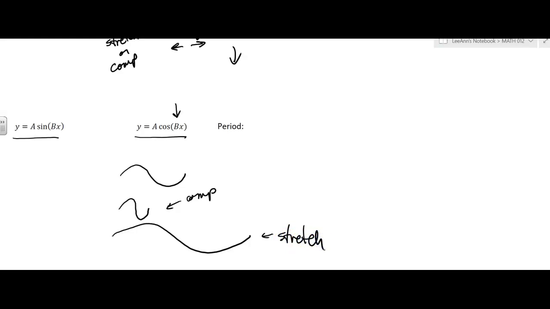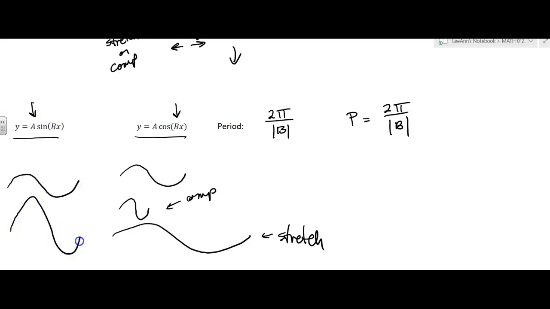Okay, so B is going to tell you the period. The period is found by 2 pi over the absolute value of B. Let me rewrite that. Period P is equal to 2 pi over the absolute value of B. Now, I kind of skipped over A. A is going to say vertically, so maybe our sine curve looks like this normally, but now maybe it's going to go way up and way down. So something like that would be a stretch, or you could envision a compression.